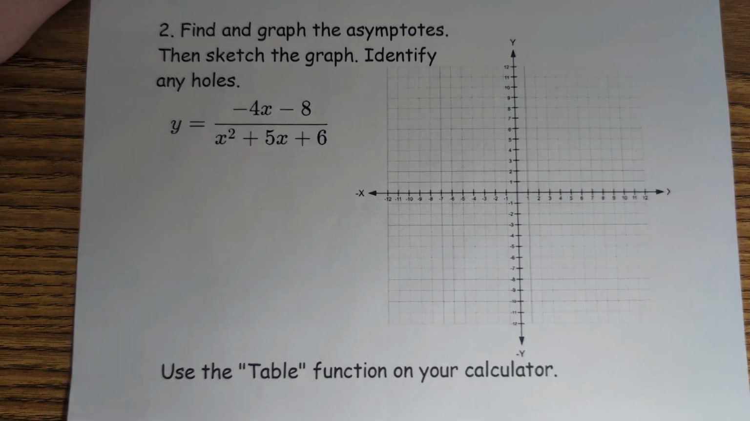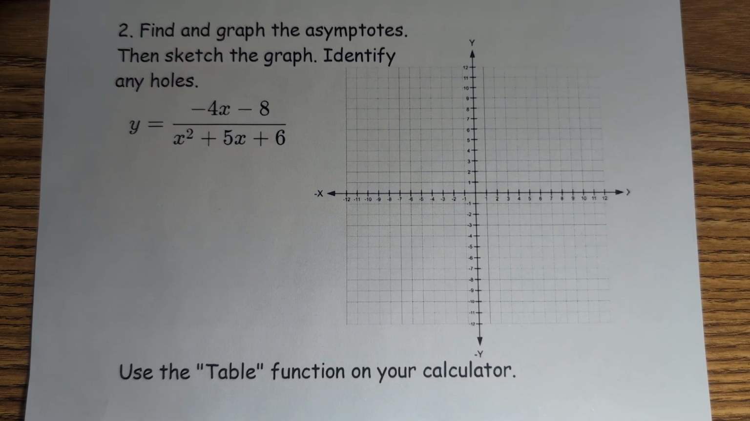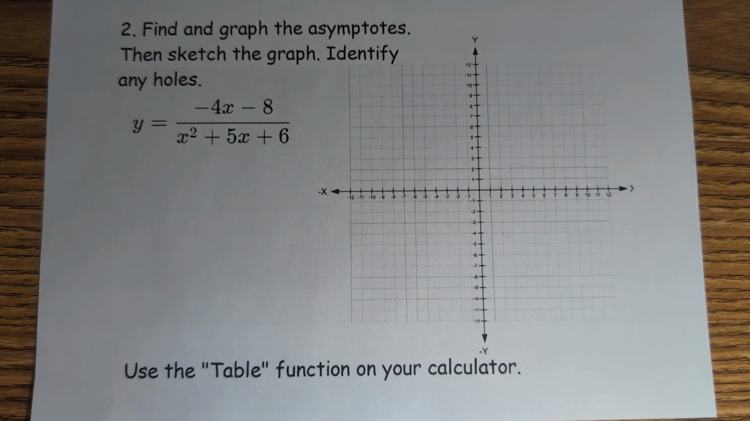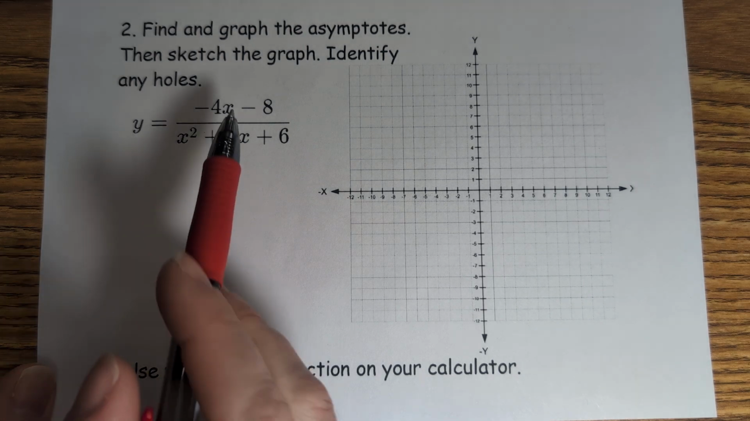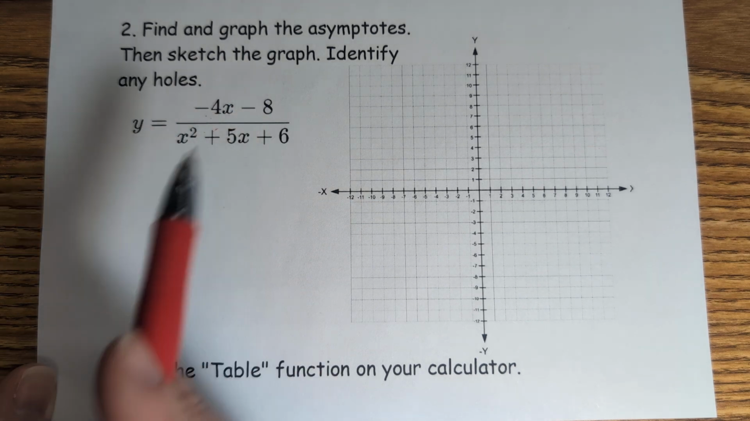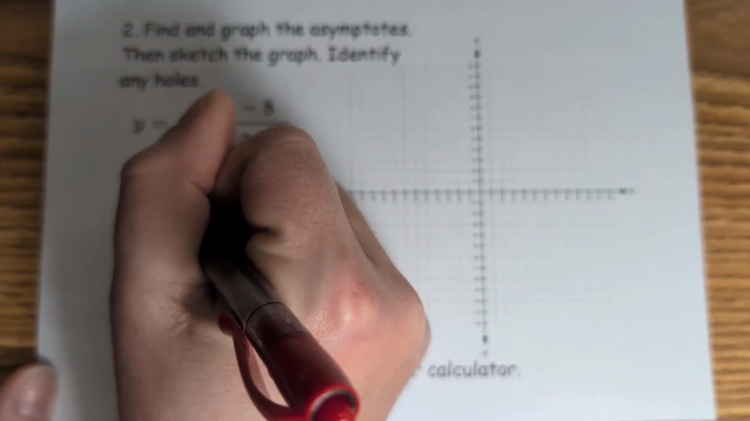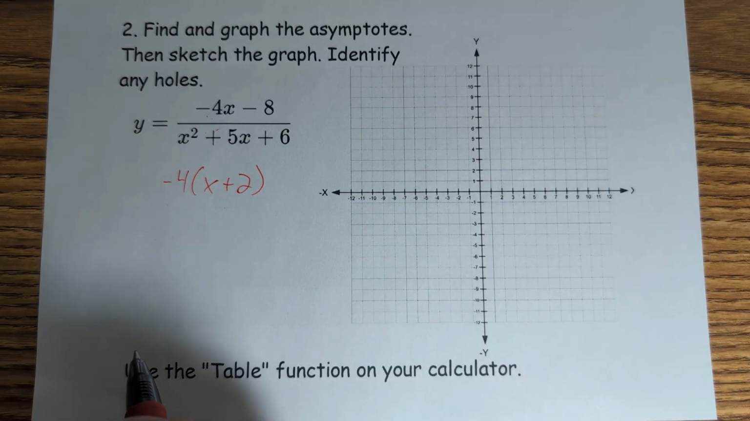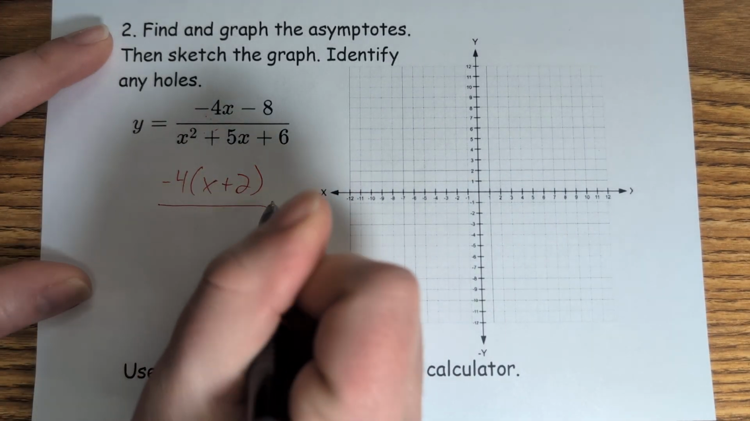Let's try just one more. This is going to be shorter than the other videos. Okay. So in order to find the hole in this graph, I have to just simplify this expression. And if anything cancels out and goes away, that's going to be my hole in the graph. So let's factor the top. I can factor out a -4. So on the top, I have -4 times x plus 2. There's my top, my numerator factored.